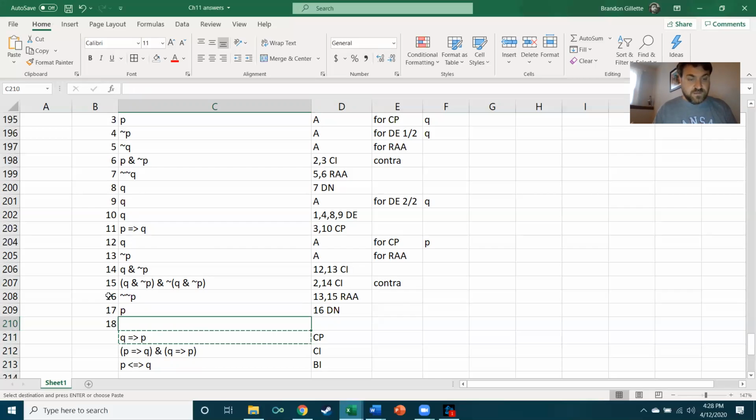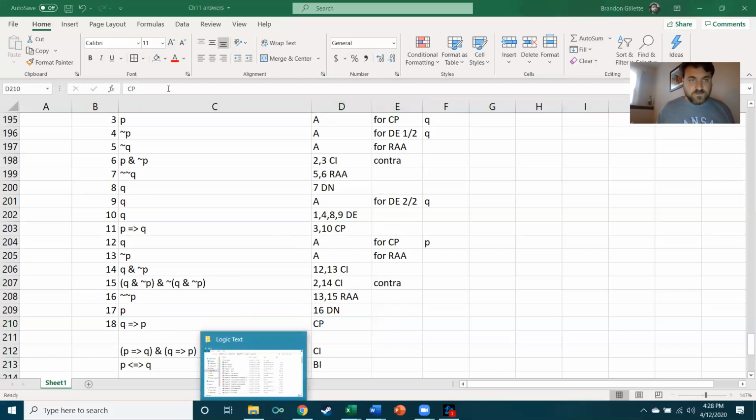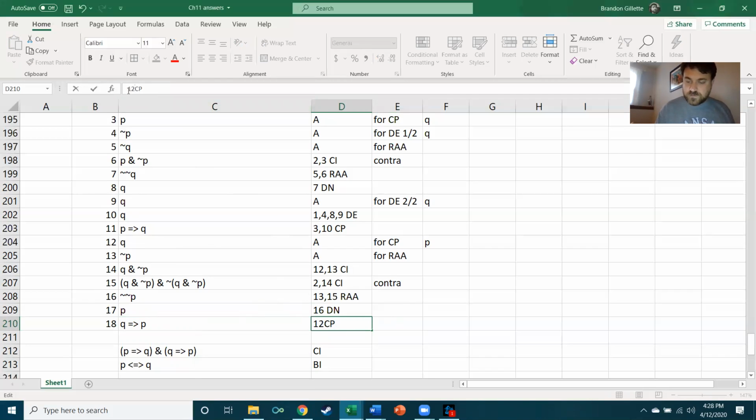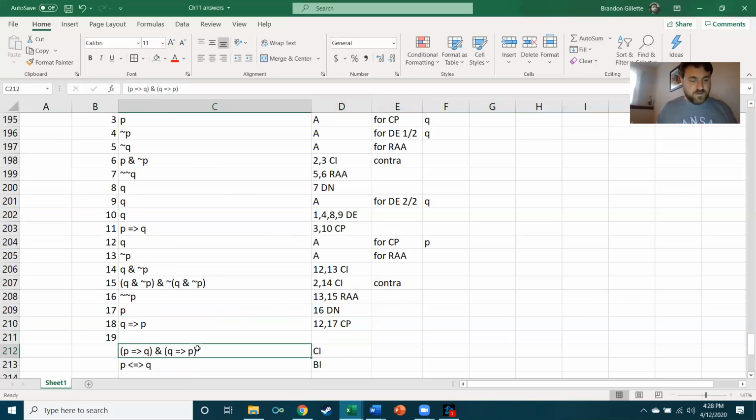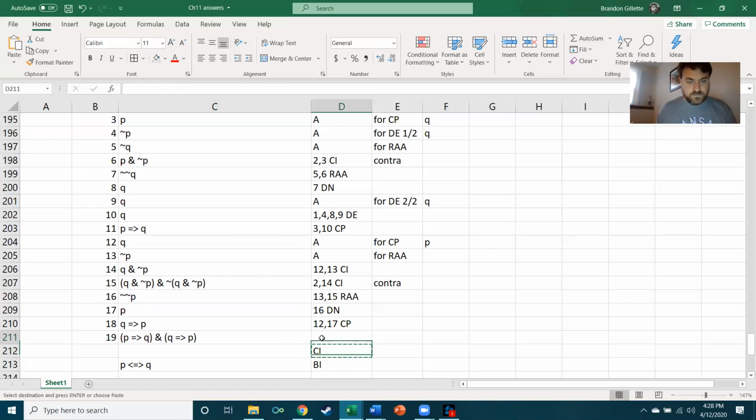All right, so we're going to take that, move it up. We're going to take this and move it up. And now we just need some line numbers. So it is line 12 where we made our assumption for conditional proof. And it was line 17 where we got the consequent. And so that completes the conditional proof. And now on line 19, we can move this on up. And this here. And now again, we have line numbers to go with it.